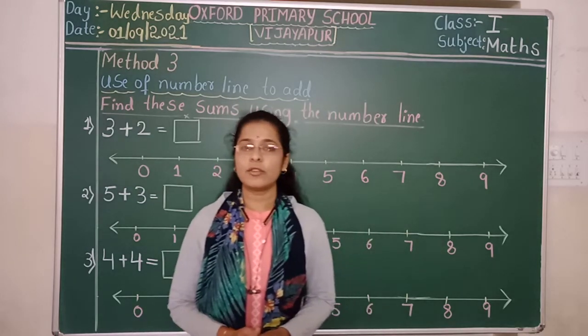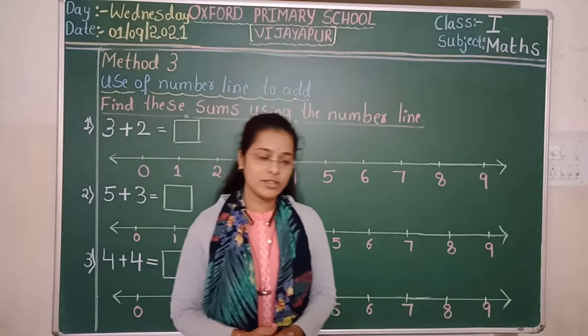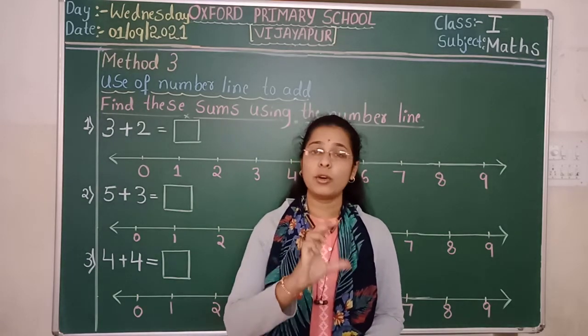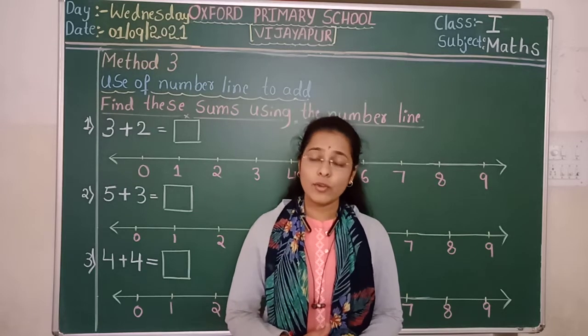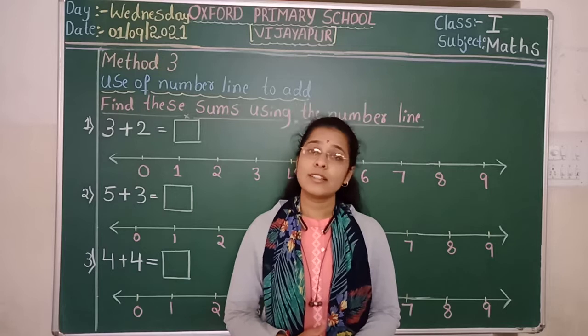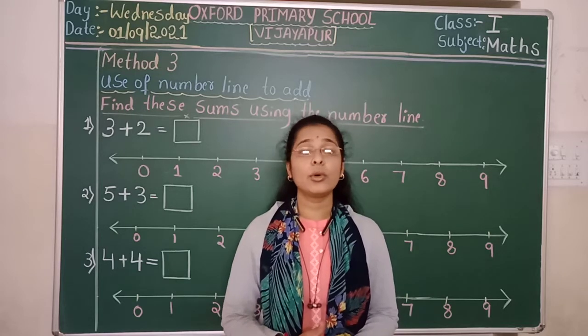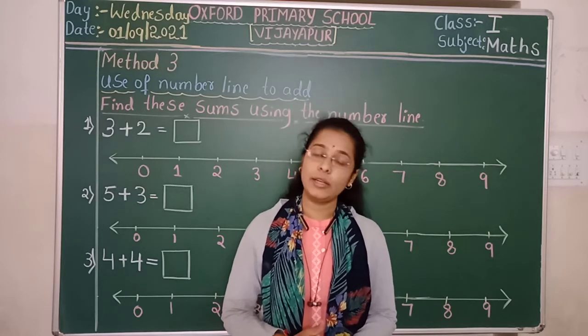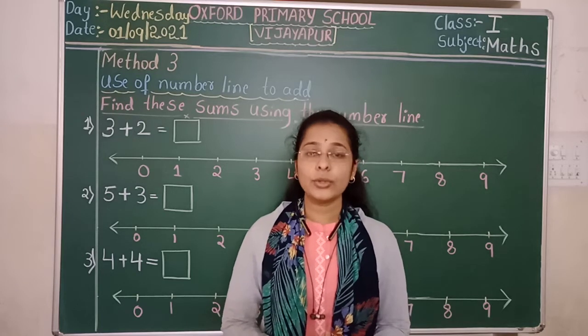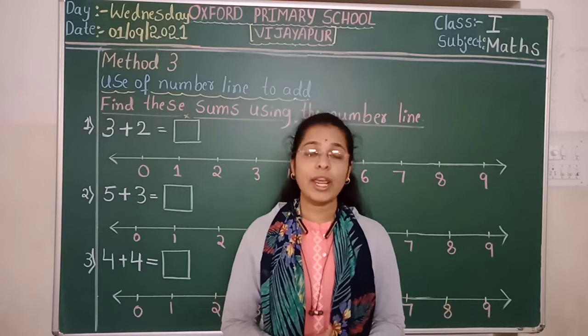Which is the second method of addition? Using the dots. Using the dots we had to find the sum. We had to count the number of dots present in the box. Then we had to find the sum by adding the total number of dots present in the block. This we learned in yesterday's class.